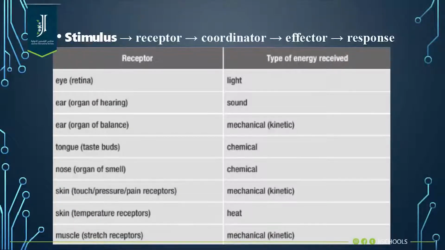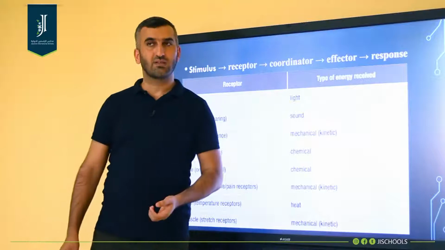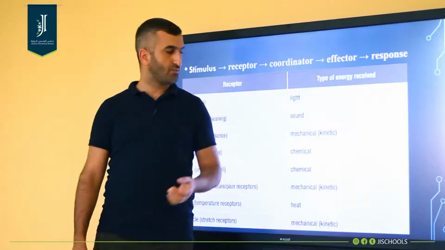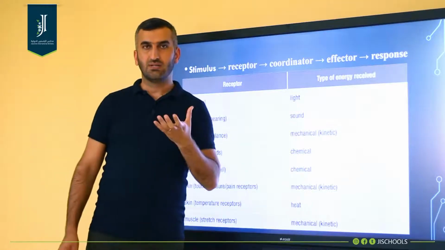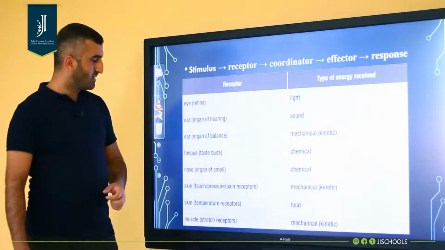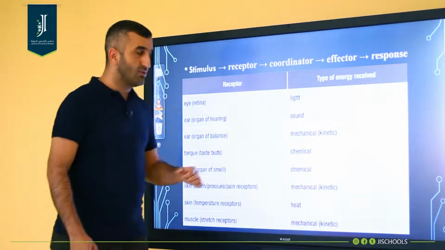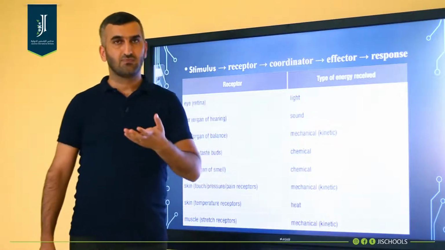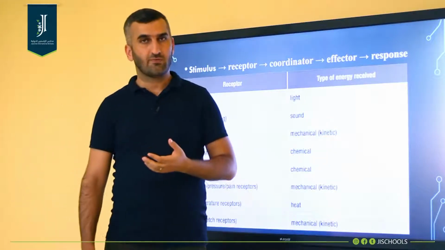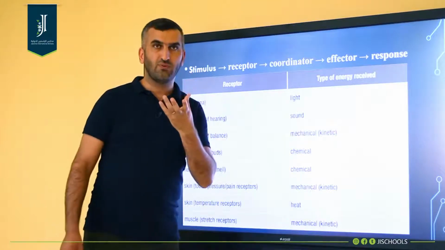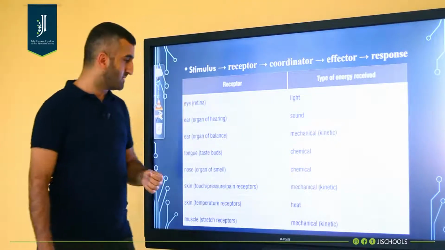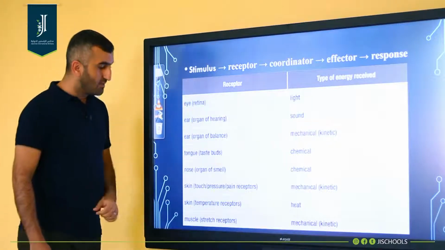The other organ that contains receptors is the tongue. It has taste buds that can detect different chemicals, sweet or sour, to help us detect taste. The other organ is the nose. The nose is the organ for smell. It can detect different types of chemicals in order to sense different types of smells. The other one is the skin.